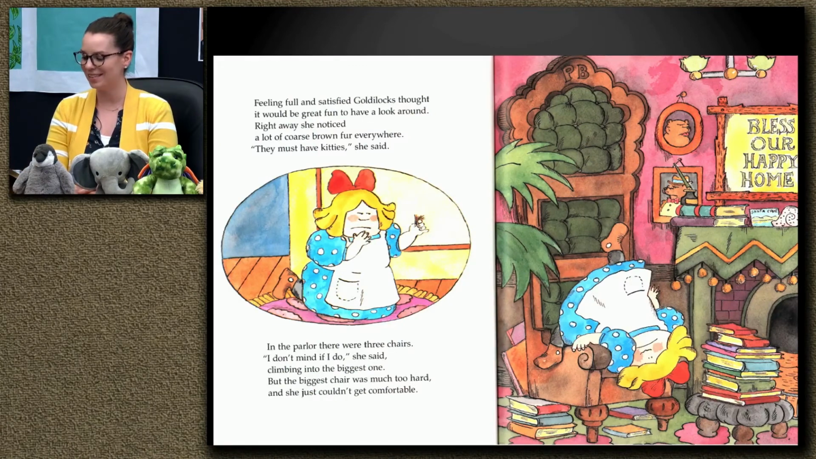Feeling full and satisfied, Goldilocks thought it would be great fun to have a look around. Right away, she noticed a lot of coarse brown fur everywhere. "They must have kitties," she said. In the parlor, you'll remember that's like the living room or the family room, there were 3 chairs. "I don't mind if I do," she said, climbing into the biggest one. But the biggest chair was much too hard, and she just couldn't get comfortable.